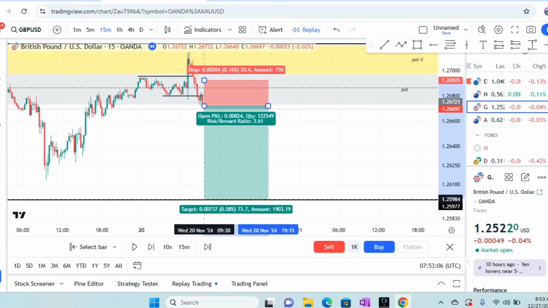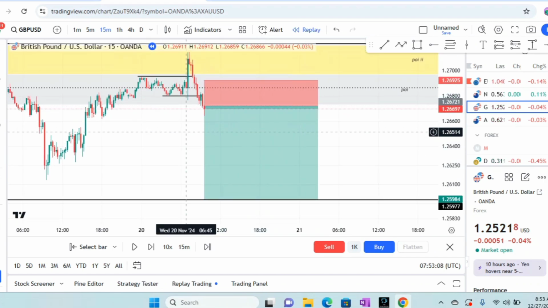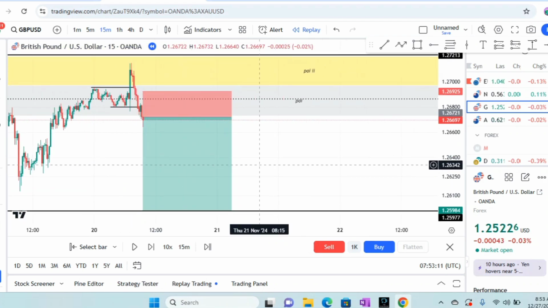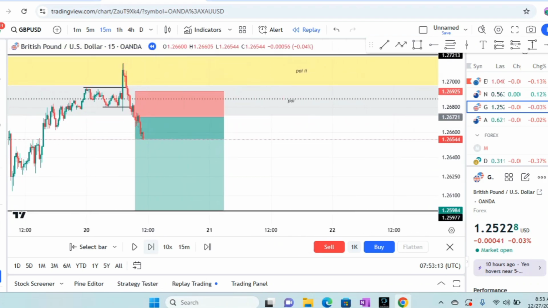Take profit should be the support of a higher time frame, which is 4 hours. Then we now start running this trade. Press play.